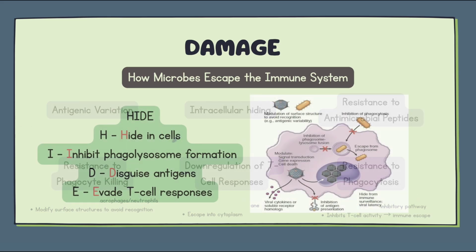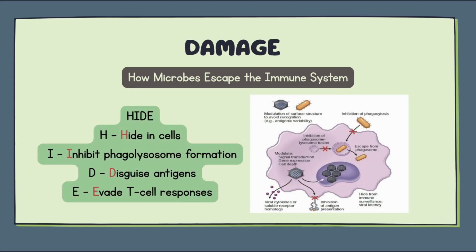We can actually summarize and remember these escape mechanisms by the mnemonic HIDE. H for hide in cells, I for inhibit phagolysosome formation, D for disguise antigens, and E for evade the T cell response.